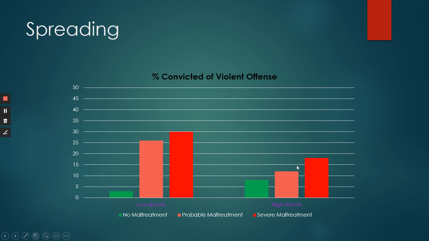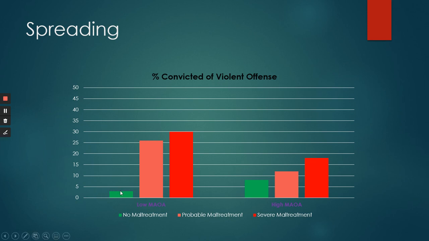So this almost looks like a step. Under the low risk of having a high level of the enzyme that breaks down the MAOA neurotransmitters, the maltreatment is like steps. So you go from no to probable to severe. It's just kind of like a little step. It's very clean. However, for people who are at high genetic risk, the steps look different. They don't even look like steps.